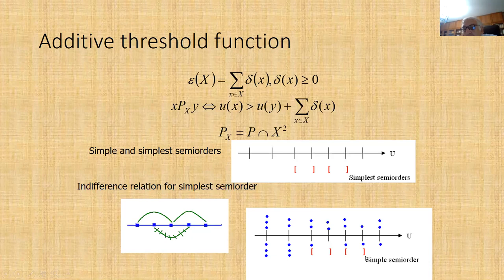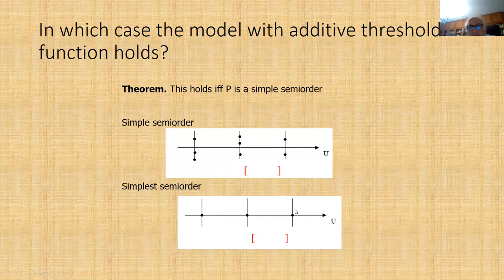I call them simple semi-orders. This is simplest. We have only one alternative in each class. Here there might be many alternatives in this class. Well, this is a simple and simplest semi-order explaining. And this very story, additivity, gives us this very specific idea of destroying a classic utility model in terms of negative transitivity. Okay?